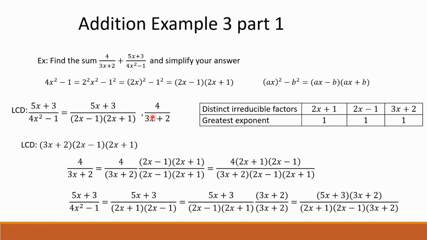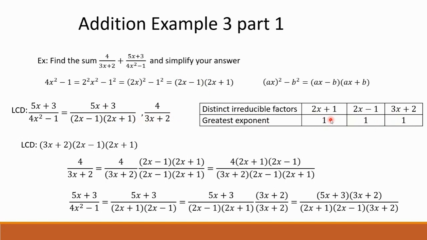Now we can get the LCD. Remember, when you want to add, it's just like with fractions of integers: you must get a common denominator. So we have 2x minus 1, 2x plus 1, and 3x plus 2. Those are the irreducible factors. It's easy to see that each of their exponents is just 1.